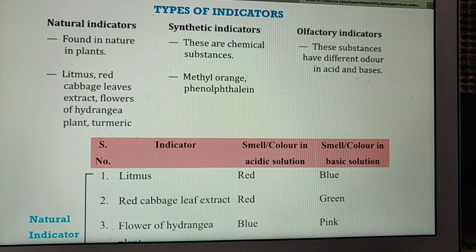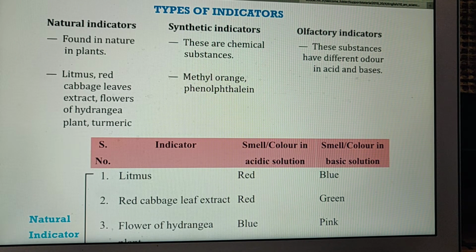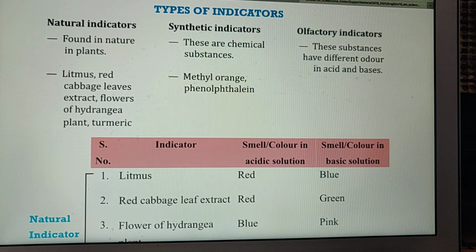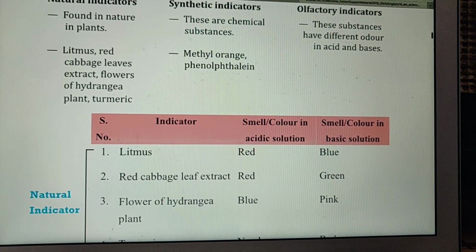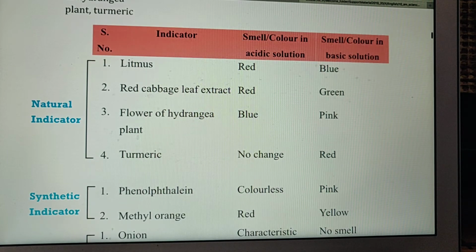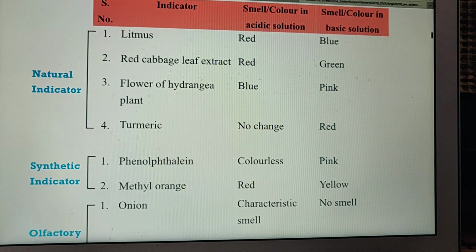Litmus, red cabbage leaf extract, flowers of hydrangea plant and turmeric are examples of natural indicators. Synthetic indicators are methyl orange and phenolphthalein. Now we will see what colors these indicators give with acid, base or salt.